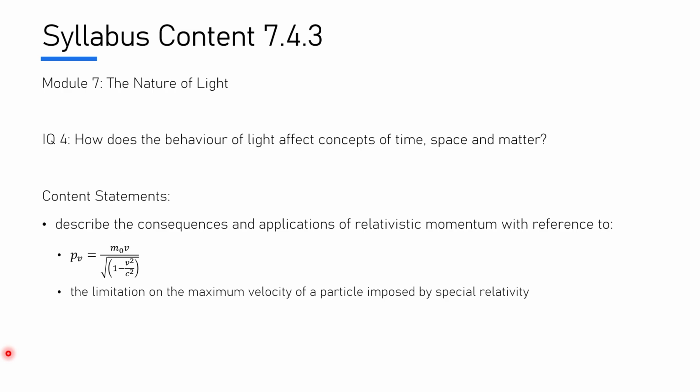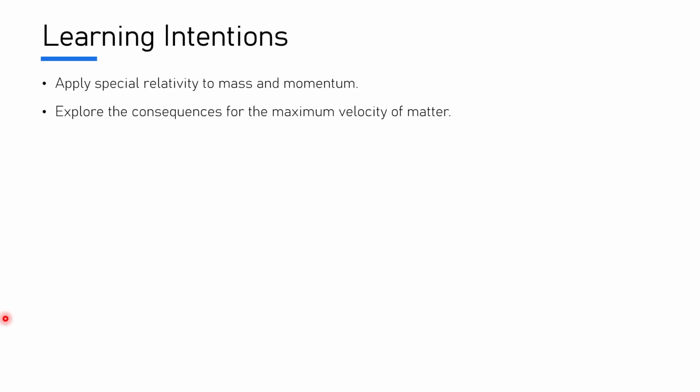We're now going to be looking at how the behaviour of light has an impact on matter. And in this video in particular, we're going to be focusing on how relativistic factors impact the momentum of a mass. So our key focus areas will be applying special relativity to mass and momentum, but also having a look at the consequences of maximum velocity for matter as well.